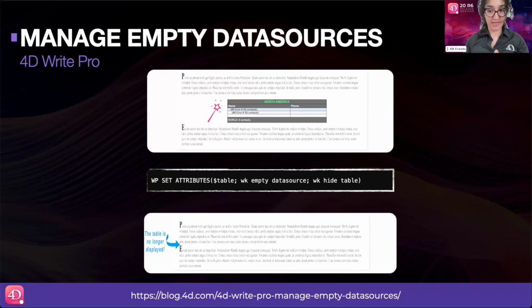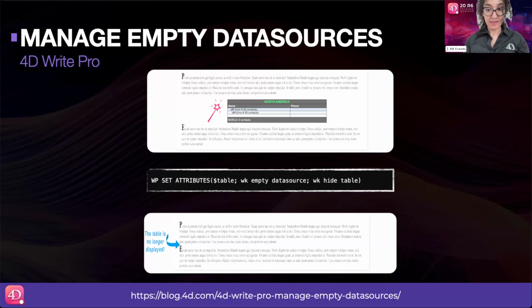In 4D 20 R6, we have introduced the WK empty data source attribute, giving you greater control over how tables behave when their linked data source has no data. For instance, if you think displaying a given table is not relevant if there is no data to display, like what we see in the screenshot, you can simply hide it with the command WP SET ATTRIBUTES and use the new attribute WK empty data source.